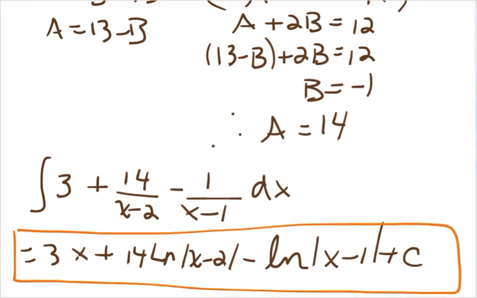So that's the technique. Basically, for improper rational functions, you have to use long division. It's going to yield two parts: a simple polynomial that we'll be able to integrate, and then a proper rational function that we'll use partial fractions on.